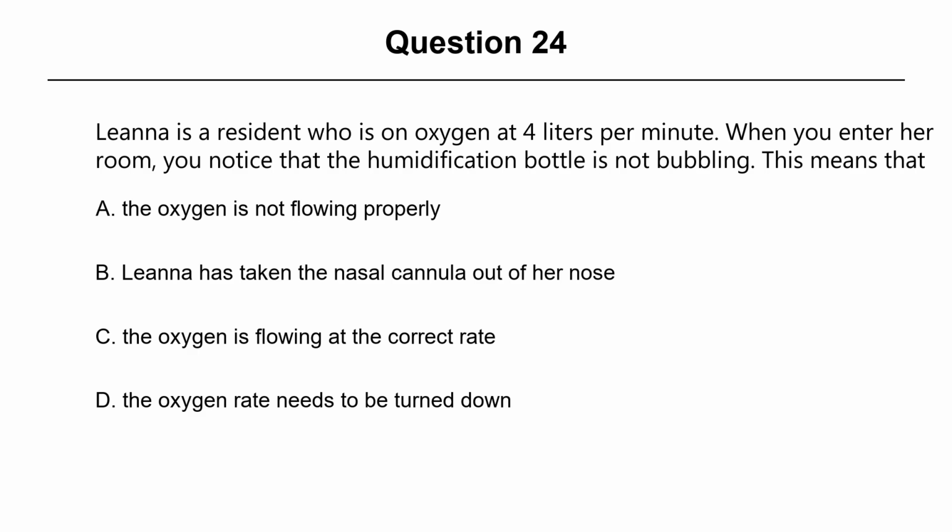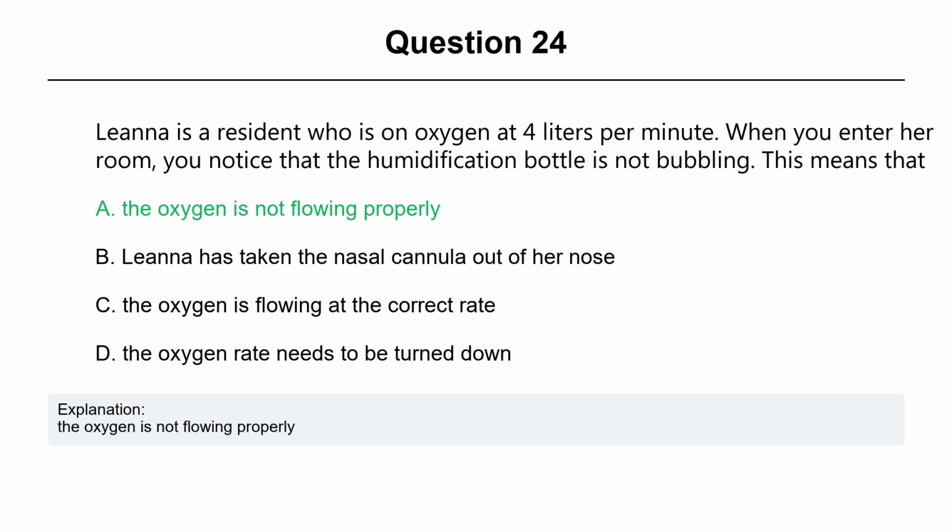When you enter her room, you notice that the humidification bottle is not bubbling. This means that: Option A, the oxygen is not flowing properly. Option B, Leanna has taken the nasal cannula out of her nose. Option C, the oxygen is flowing at the correct rate. Option D, the oxygen rate needs to be turned down. The correct answer is option A. The oxygen is not flowing properly.